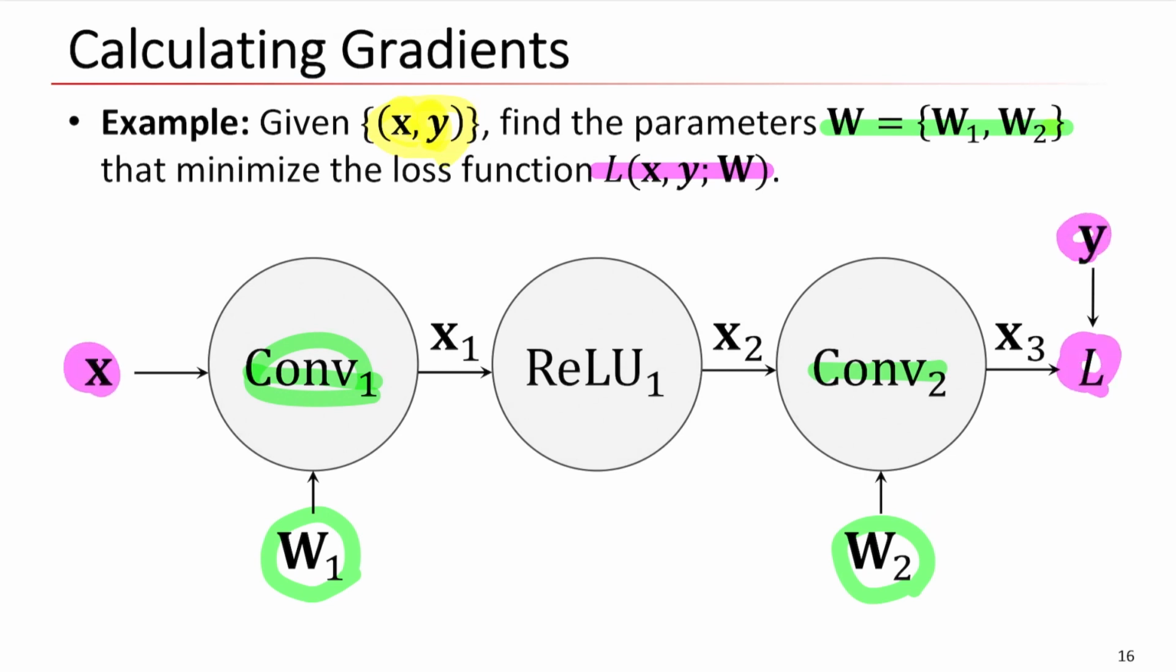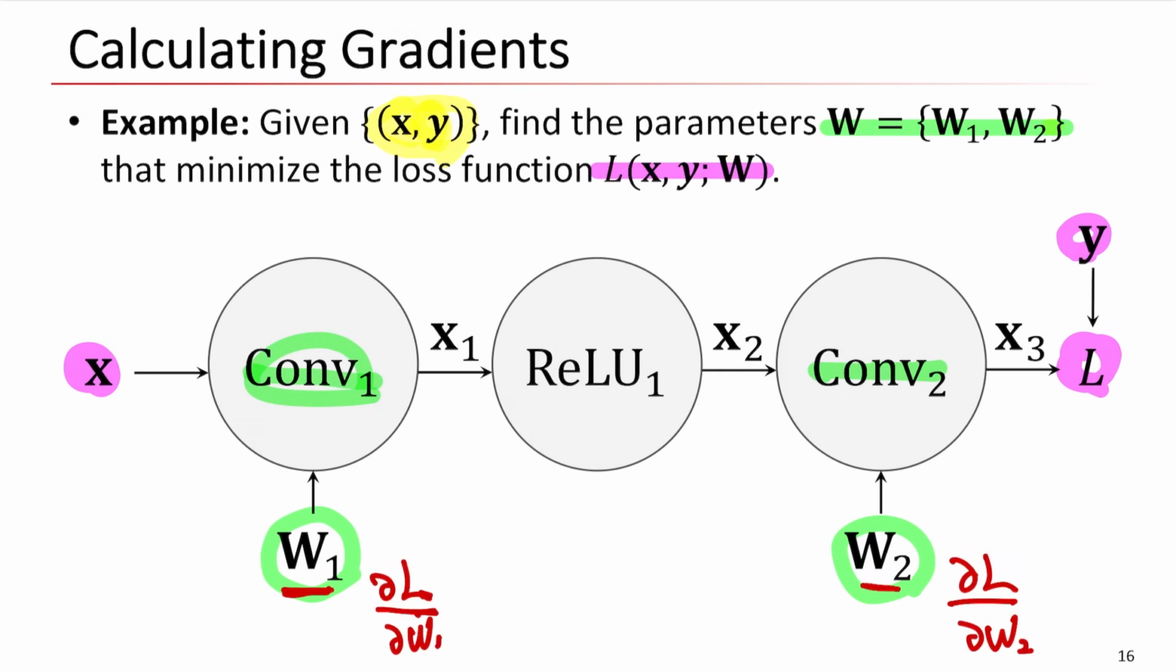So, training this convolutional neural network means to update this w1 and w2. It means that we have to find the gradient of the loss function in terms of w1 and the gradient of the loss in terms of w2, right? Then how can we do that?